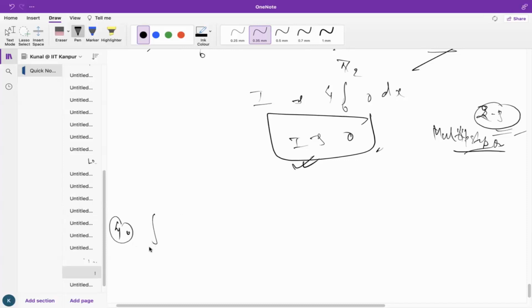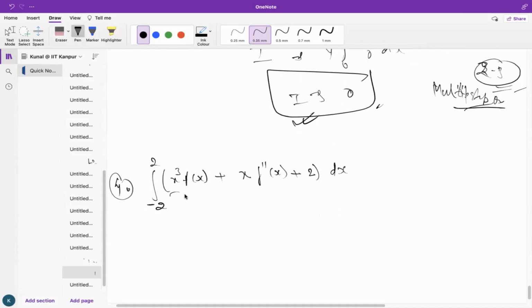So I have to integrate a function from -2 to 2. Our function looks like x cube f of x plus x f double dash of x plus 2 dx. Okay, so this is our given integrand. And the limit also varies from -2 to 2.